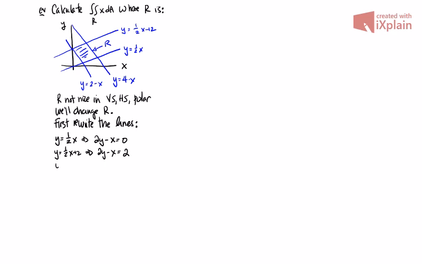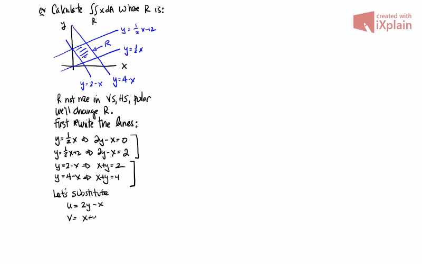For the next one, y equals 2 minus x, I'm going to just add an x to both sides. So x plus y equals 2. And ditto with this last one, x plus y equals 4. What you see now is that these group together. These two are similar, these two are similar. So they suggest a substitution. Let's make a substitution. We'll substitute u will be 2y minus x, and v will be x plus y.